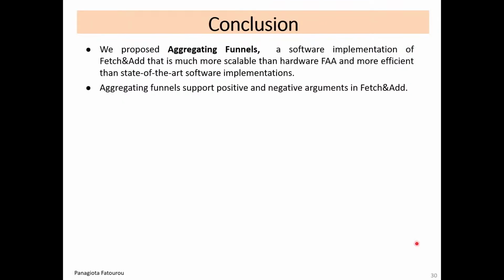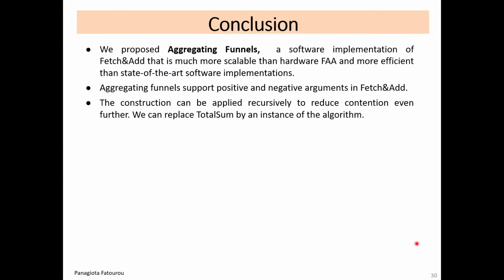The scheme is not optimal, because when you have negative and positive arguments, you can probably eliminate in the aggregator, but we don't do this in the current scheme. So there is room for improvement. The construction can be applied recursively to reduce contention and get a multi-layer design. We can replace total sum by an instance of the proposed algorithm, and we can also replace the AgSum field by an instance of the algorithm. This might be beneficial when we go up to a higher number of threads.